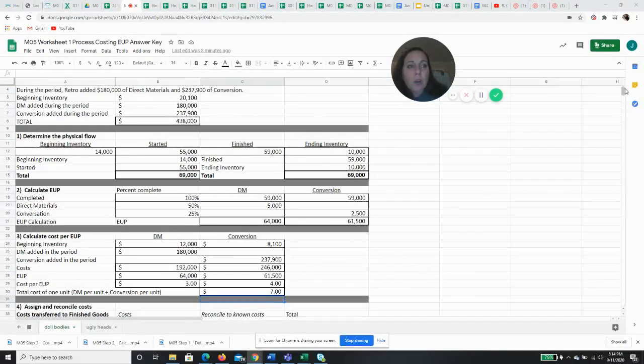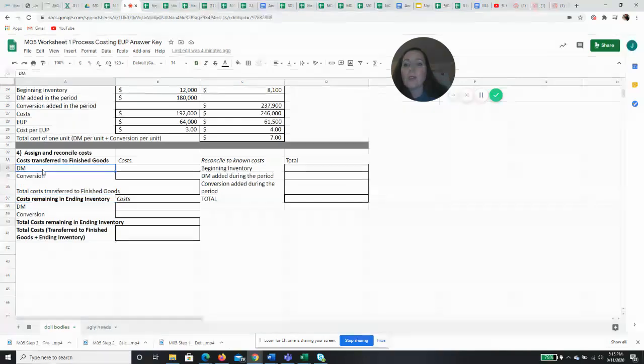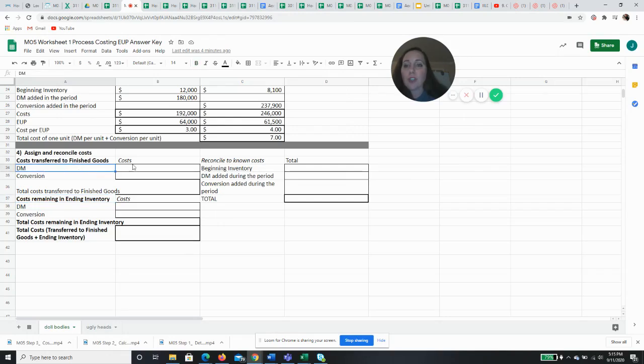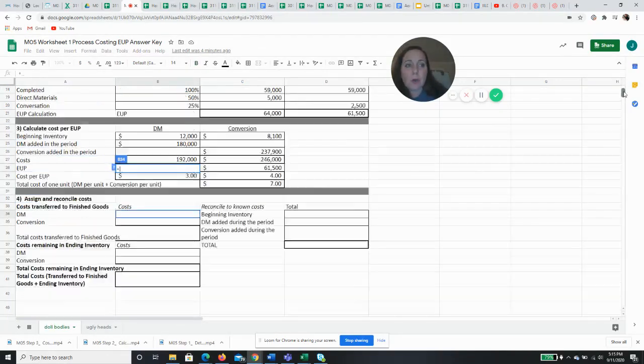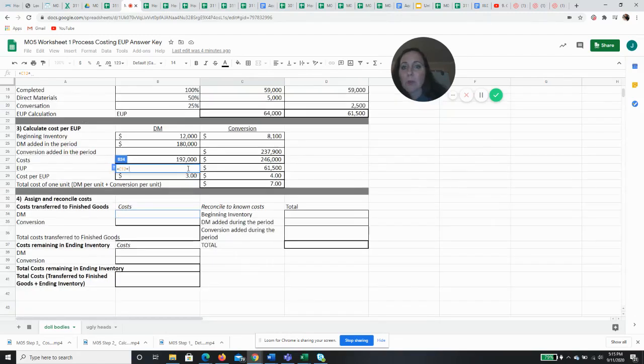All right, so we're going to go down here and we have to assign our costs. Our total costs, we'll do that in a second. We need to assign them between finished goods and ending inventory. To calculate costs to finished goods, we take the amount of finished goods. We're going to go all the way back up to step 1. We finished 59,000 units, and we're going to multiply it by our direct materials cost per unit, which we said was $3 in step 3.